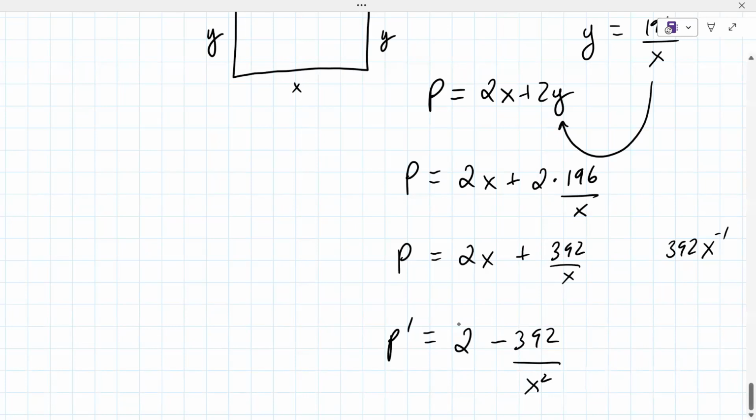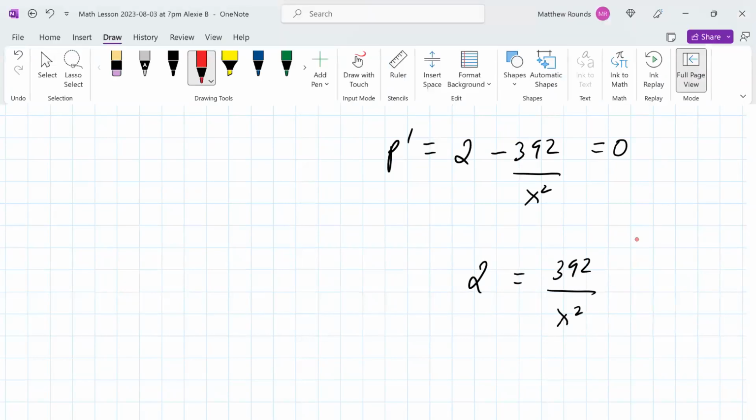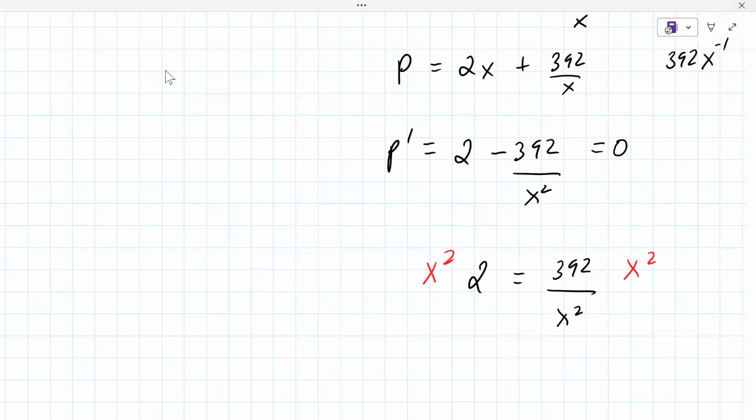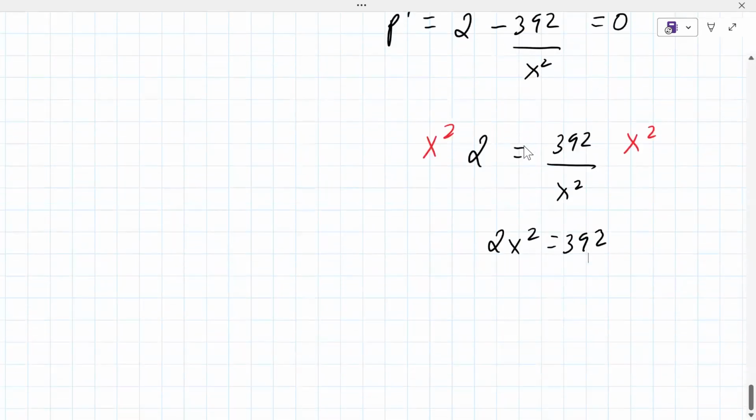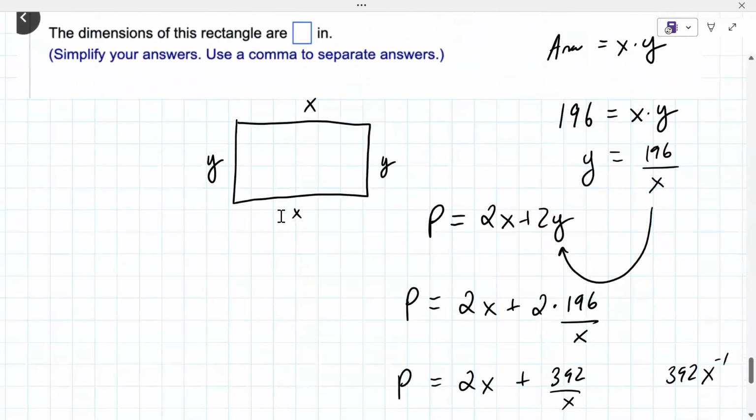All right, so now you set this equal to 0, and you solve for x. So this is 2 equals 392 over x squared. Multiply both sides by x squared, which leaves you 2x squared equals 392. Divide by 2, so you got x squared equals 196. Take a square root of both sides. x equals 14. So the value of x here is 14.